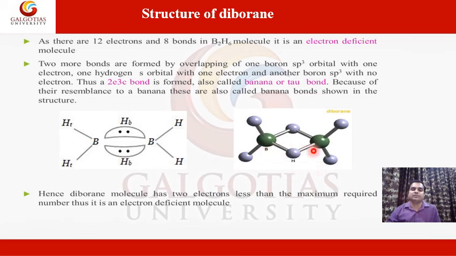Here green balls represent the two boron atoms present in diborane, while gray balls represent the H atoms. Out of these, four are terminal hydrogens, while the ones in the middle represent the bridge hydrogen atoms. Because in diborane we have only 12 electrons, that is two electrons less than the maximum required, it is also referred to as electron deficient.